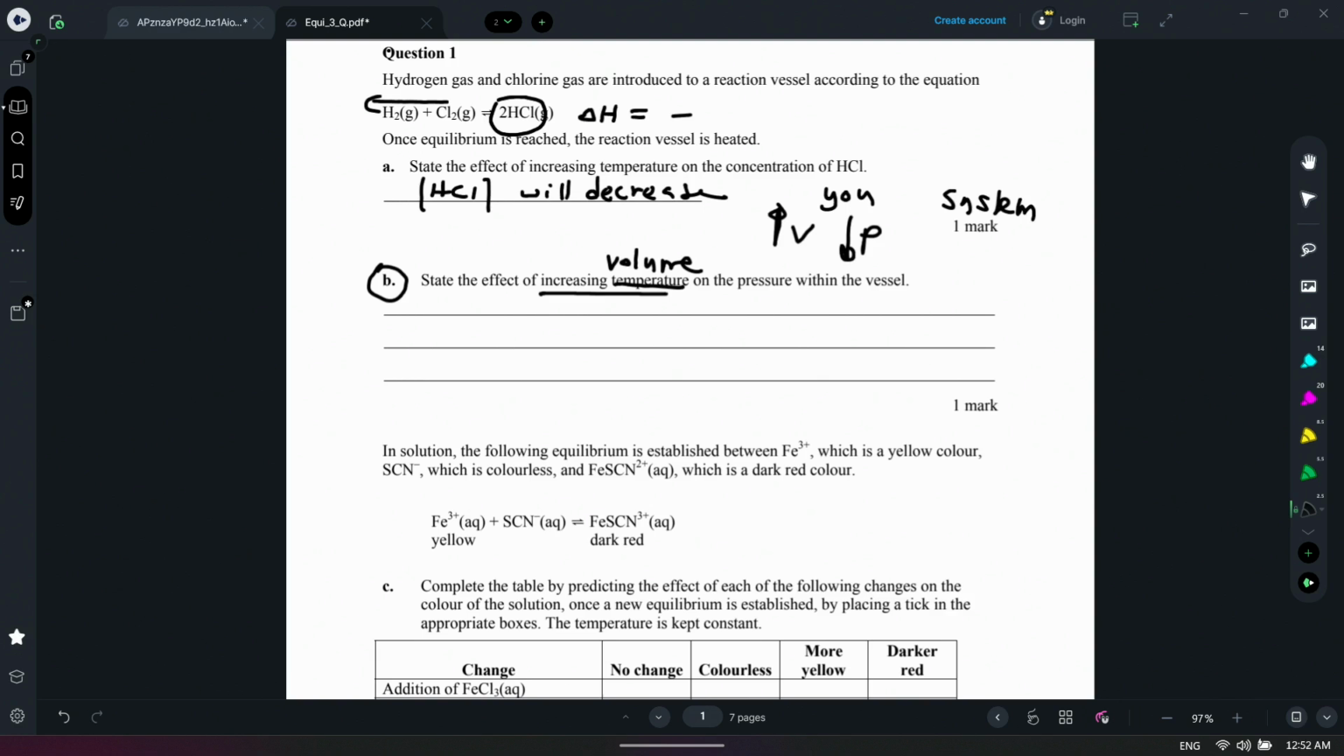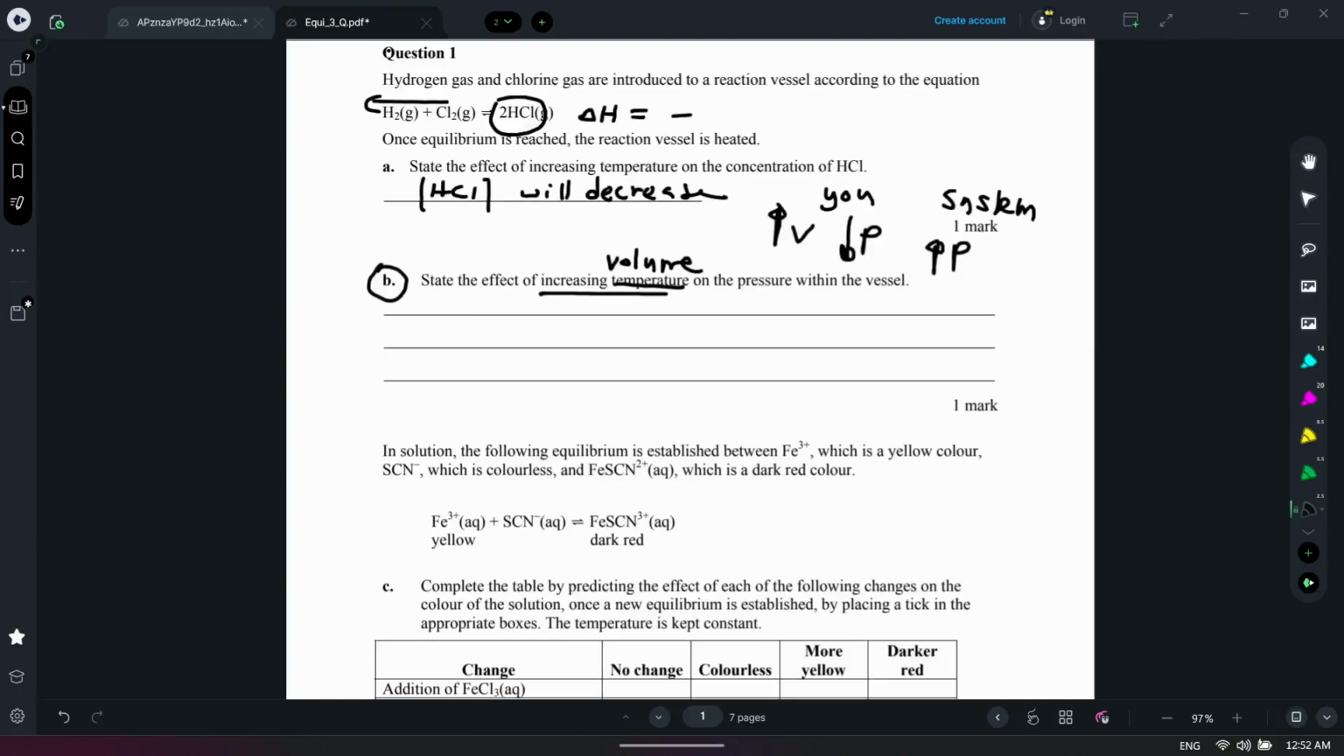The system will partially oppose the change by trying to increase the pressure. In order to increase the pressure, the system will favor the side with more particles. But if you look at this equation, both sides have an equal number of particles. So there is no shift in the equilibrium. Is that clear to you?